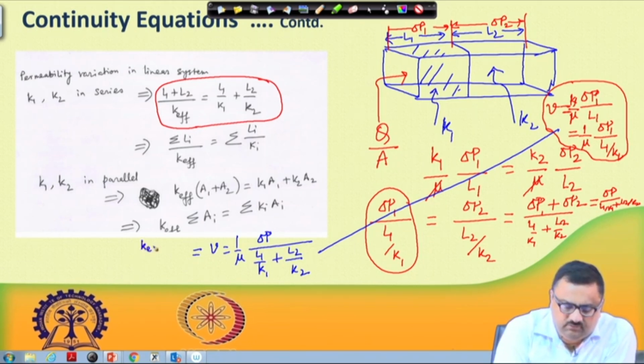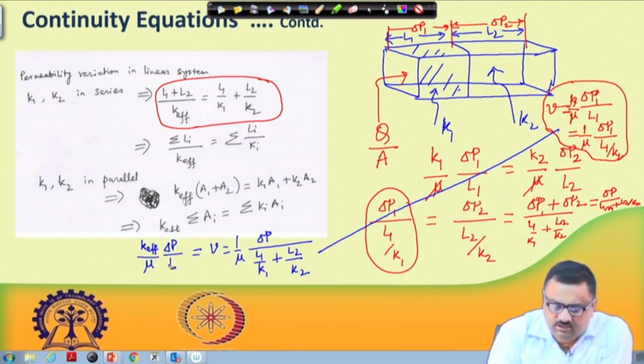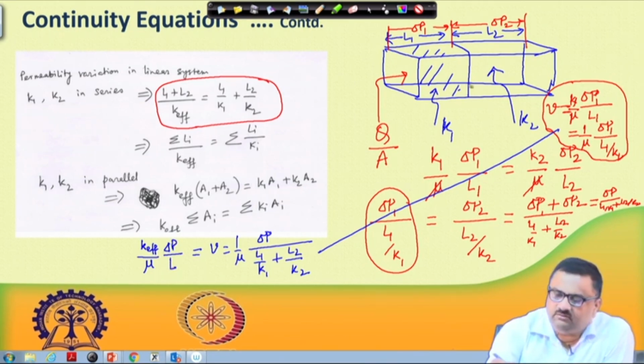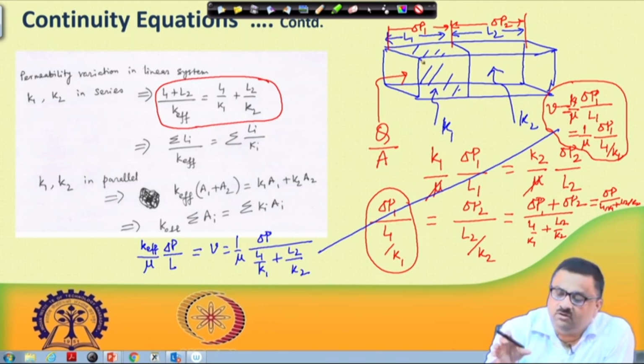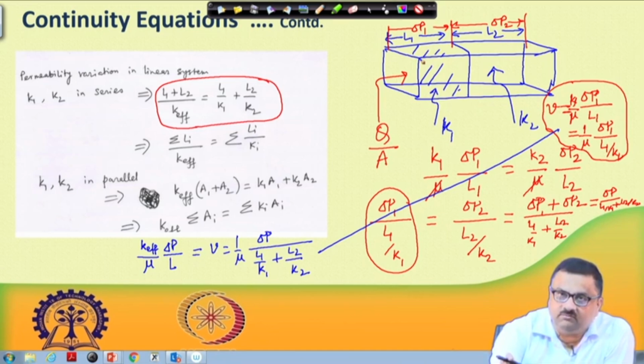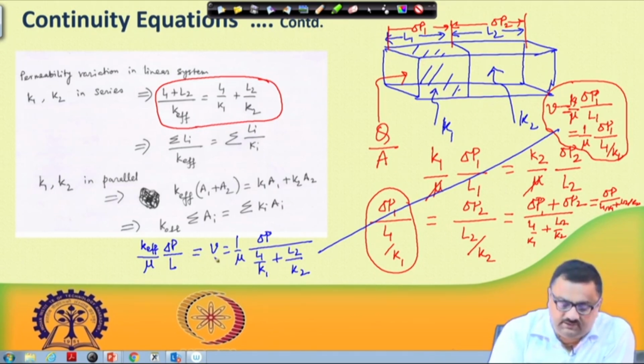So, this is equal to effective permeability divided by mu into delta P, total pressure drop across the length, divided by L. So, that means if I call this effective permeability the equivalent permeability for this entire length L, then the total flow rate Q by A, that superficial velocity, has to be equal to the effective permeability, the equivalent permeability for the entire length, divided by mu, into the total pressure drop across this bed, L1 section and L2 section combined, divided by total length L.